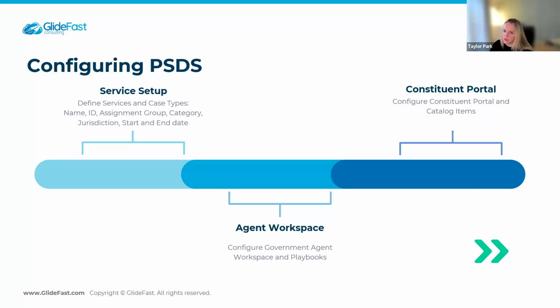At this point, you can also set up assignment group, ID, jurisdiction. For some services like voting as a pertinent example, that's obviously not something that happens every year. It's not an ongoing service. So you can also set up a start and end date. So from there, you've got your collection of services, set up your pool of services. And from there, you could look at agent workspace.